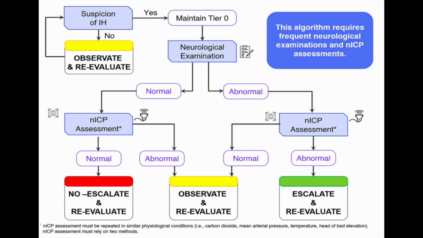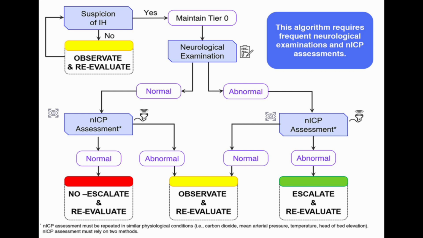So now we will look into various algorithms and how they help in managing the patients. The first is the algorithm which we use for escalation of treatment in TBI where we do not have a CT scan available. Next, observe the patient for any signs of intracranial hypertension. If you don't find any, then observe and re-evaluate frequently. If yes, then go for tier 0 measures, that is basic supportive care: head up, optimize oxygenation, blood pressure management and sedation.